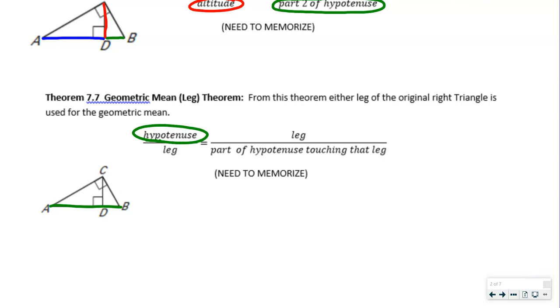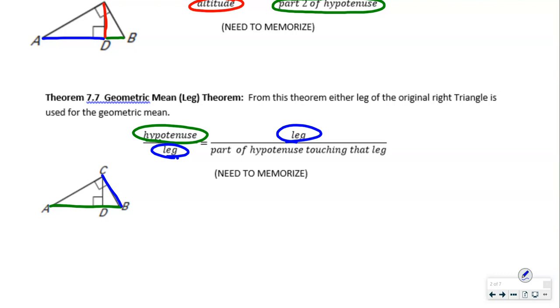And then a leg, we can choose either leg from the original triangle. So the big triangle, either leg. So that's either AC or CB. So if I choose CB, that would be my leg. And that would also be the leg I'm using on the right-hand side as well. So whatever leg you choose, you use that leg in both spots on the proportions.